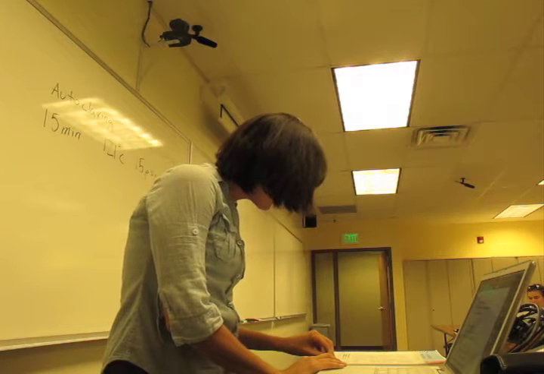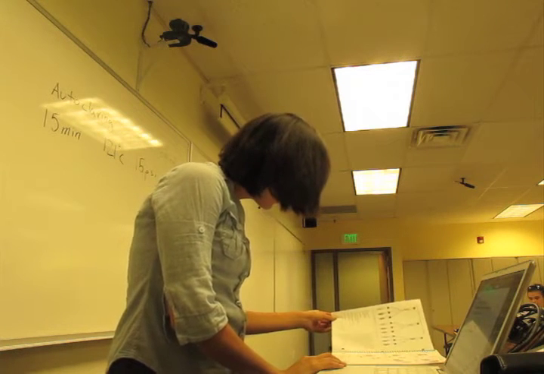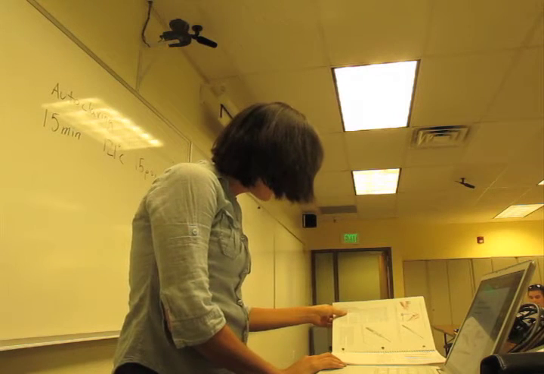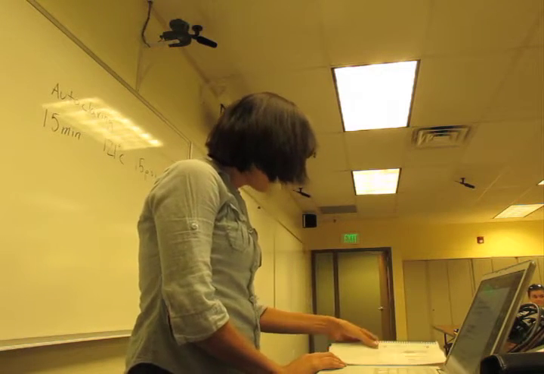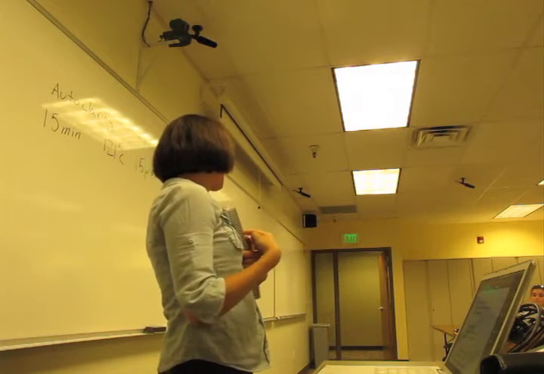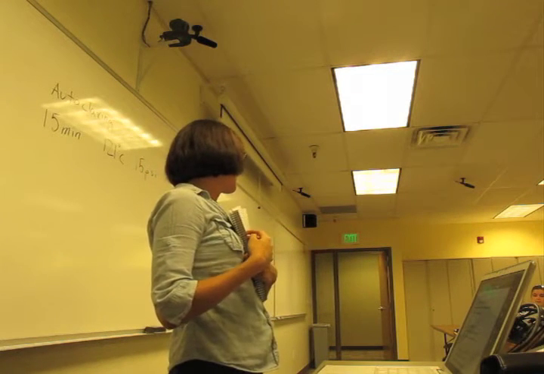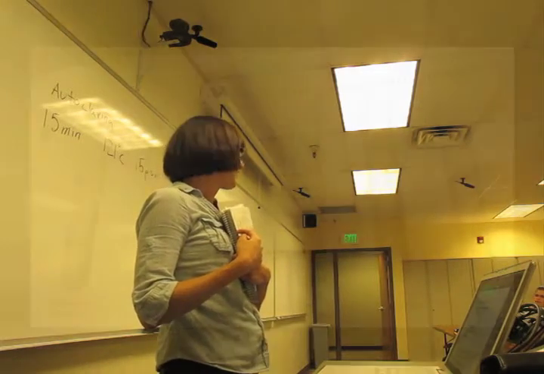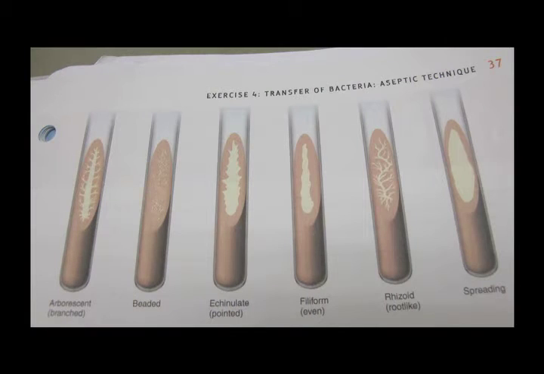Okay, let me see. Any questions on lab 4? So I was thinking about asking this. Do you think that he's going to ask about these different types of growth on the slant? It seems like that's one that we had to look at. Did we? I don't remember. I know the turbidity one, but that was for broth.